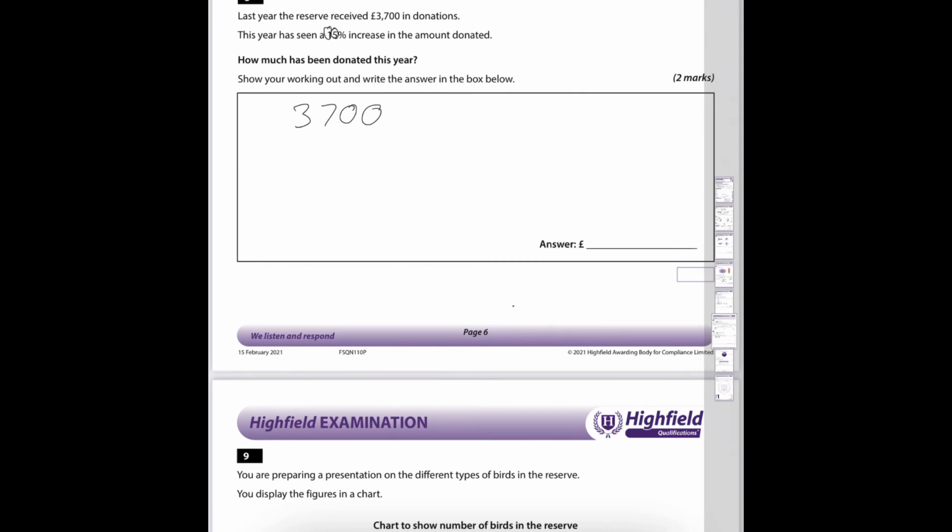So 10% of that, you'd be knocking off the 0, so that's 370. To get half of that, just divide that by 2. £185. You may be able to do that in your head, but I thought if we put the calculation on there, that's easier. So if you add 3,700 to 370 and 185, you'll get your figure.